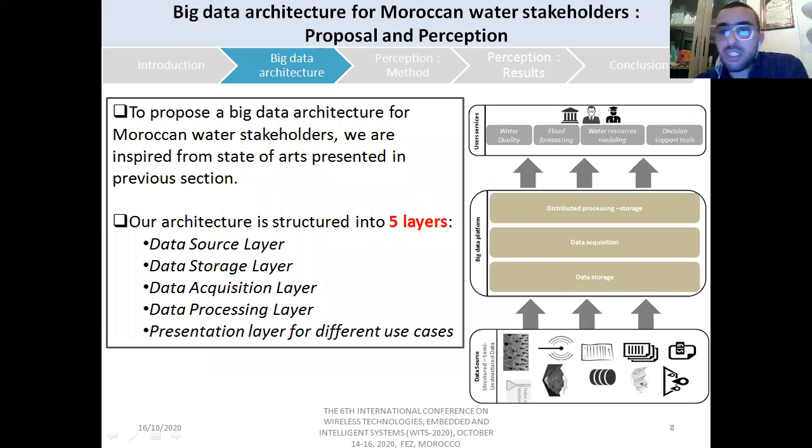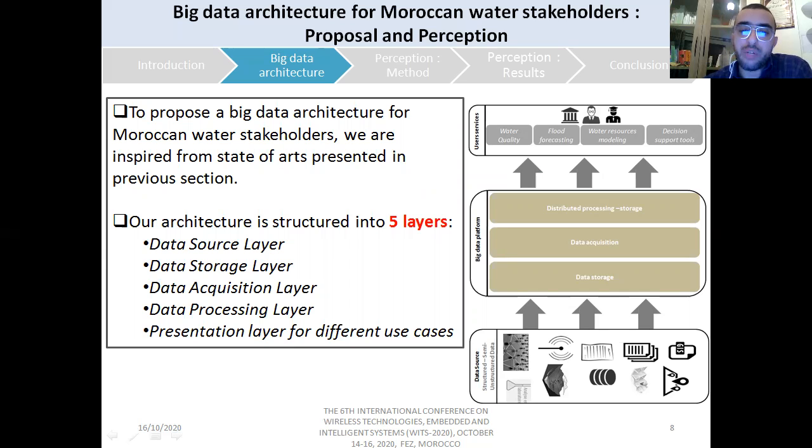To propose a big data architecture for Moroccan water stakeholders, we are inspired from the state of the art presented in previous slides. Our architecture is structured into 5 layers. The figure beside summarizes the different components: data sources layer, data storage layer, data acquisition layer, and data processing layer, and finally a presentation layer for different use cases.